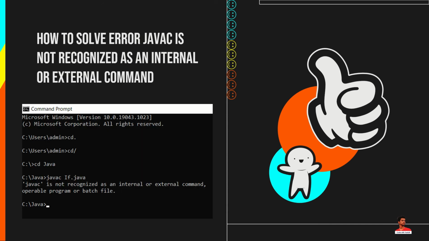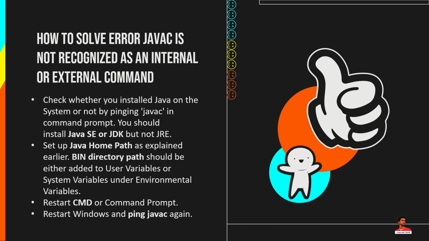After Java installation, if you get this error, which is javac is not recognized as an internal or external command, operable program or batch file. So for this error, there are few steps that you need to verify on your machine. Check whether you installed Java on the system or not by pinging javac in command prompt. You should install javac or JDK but not JRE. Set up Java home path as explained earlier. Bin directory path should be either added to user variables or system variables under environmental variables. Restart command prompt, restart Windows and ping javac again.